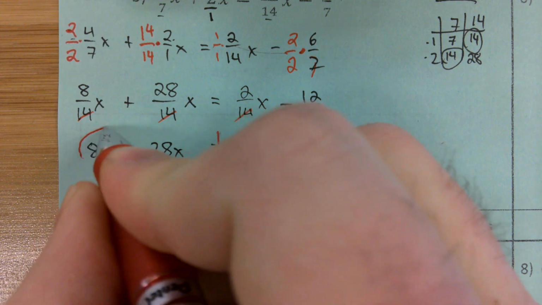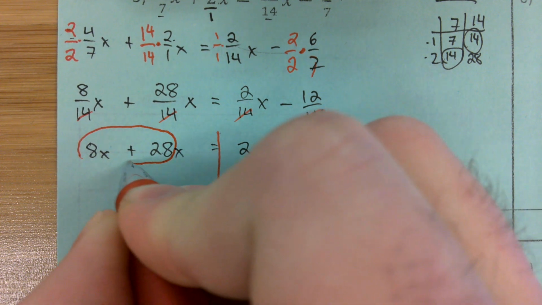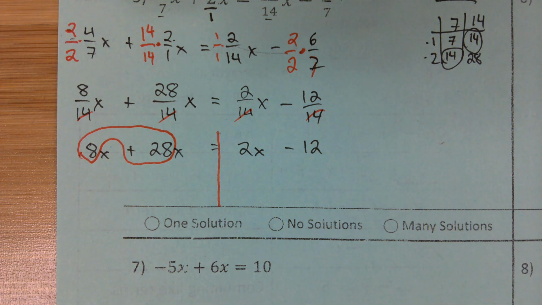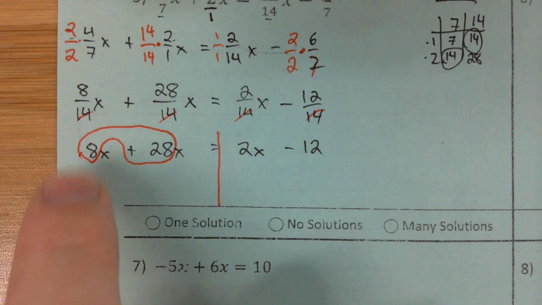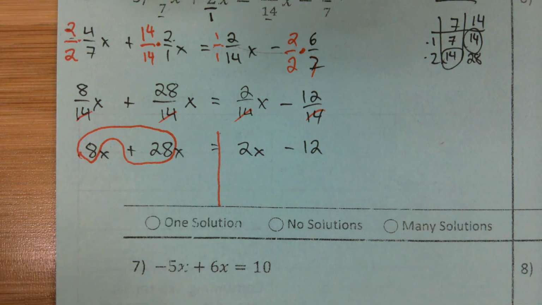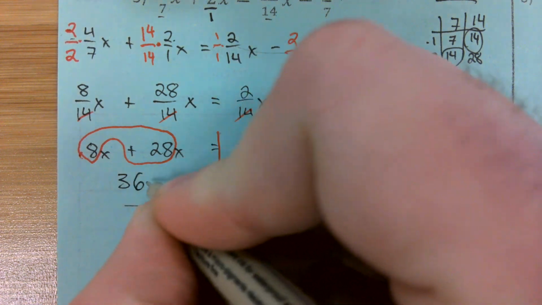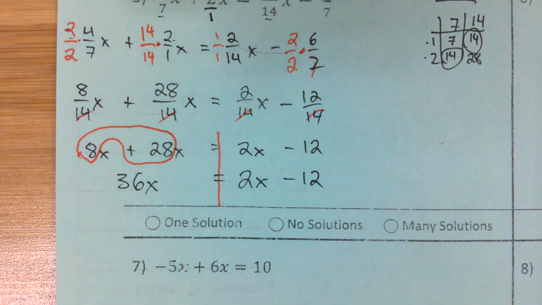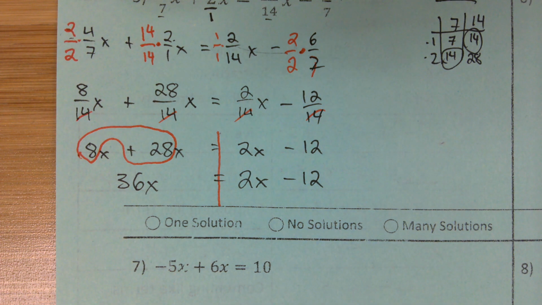The way we do that is we draw this little bubble around just the numbers. Kind of looks like sunglasses, remember? Just around the numbers, not including the variables. And then we add them together. 8 plus 28 gives us 36x equals 2x minus 12.